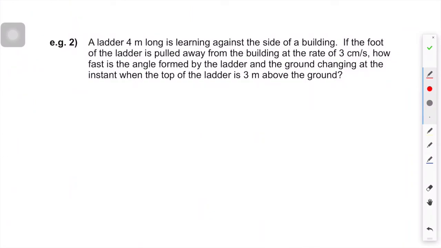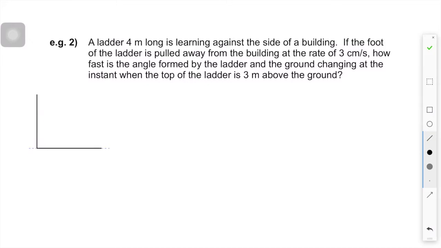Here is example 2. A ladder 4 meters long is leaning against the side of a building. If the foot of the ladder is pulled away from the building at a rate of 3 centimeters per second, how fast is the angle formed by the ladder and the ground changing at the instant when the top of the ladder is 3 meters above the ground? We have done similar questions before, but that was relating the lengths of the 3 sides of a right triangle. Now we're interested in looking at the rate of change of angles. Let's start with the diagram.